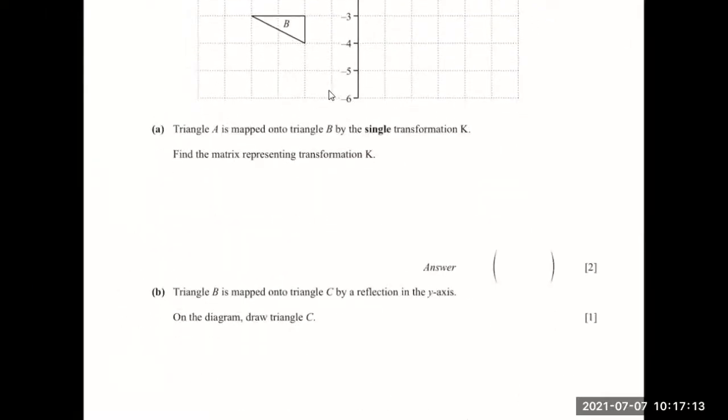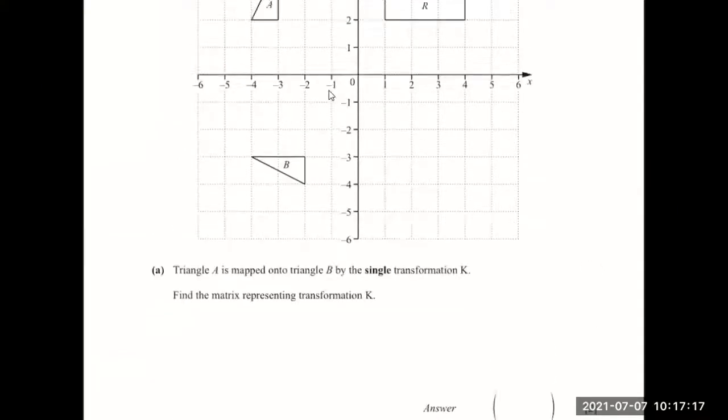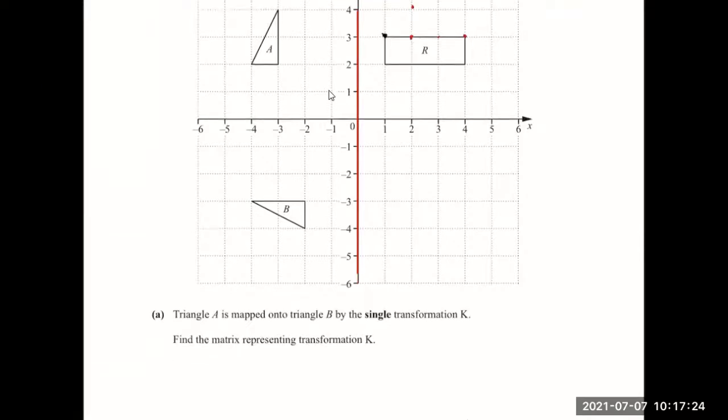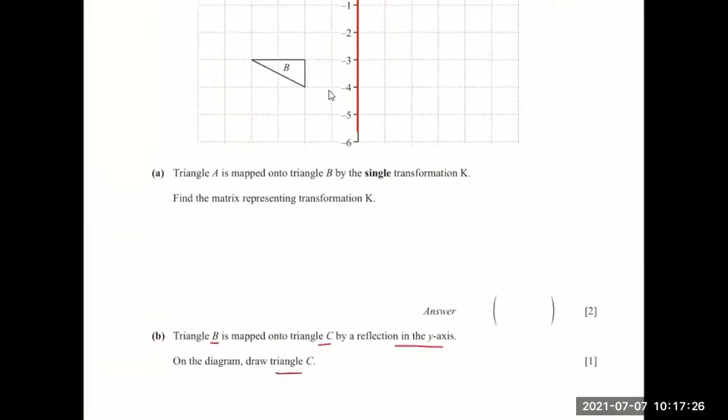Let's look at this. It says triangle B is mapped onto triangle C by a reflection in the y-axis. So I say reflection in the y-axis. This is my line of reflection. Now, it says on the triangle, draw triangle C.